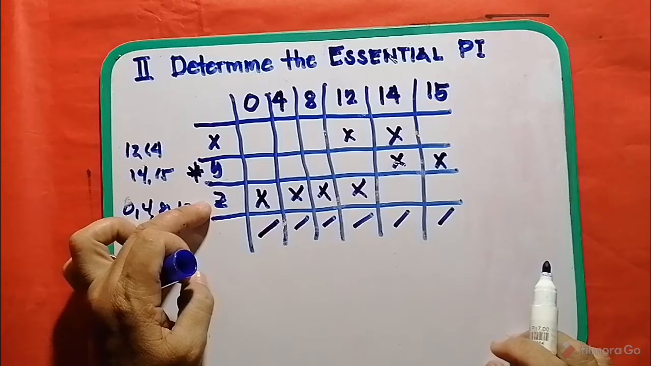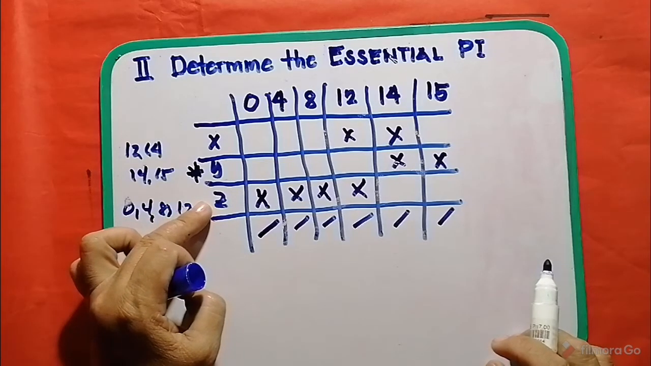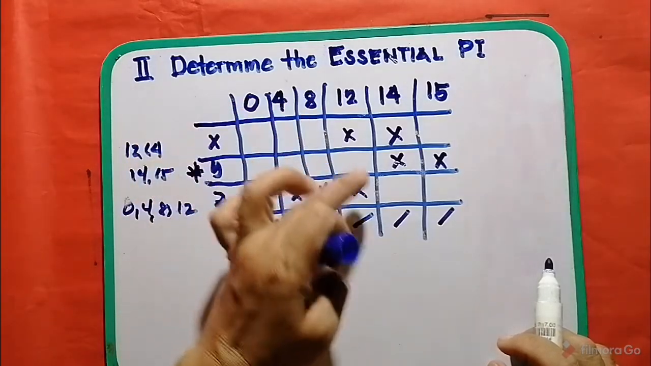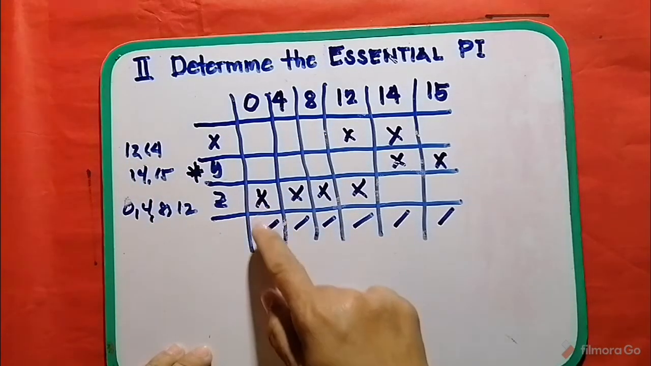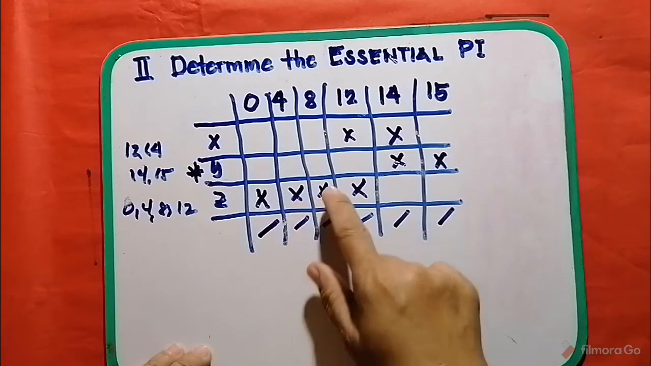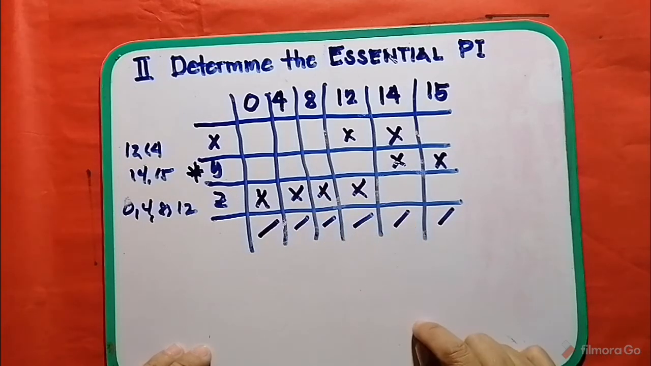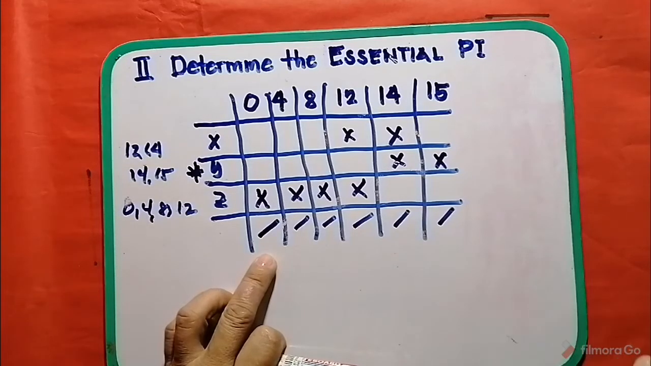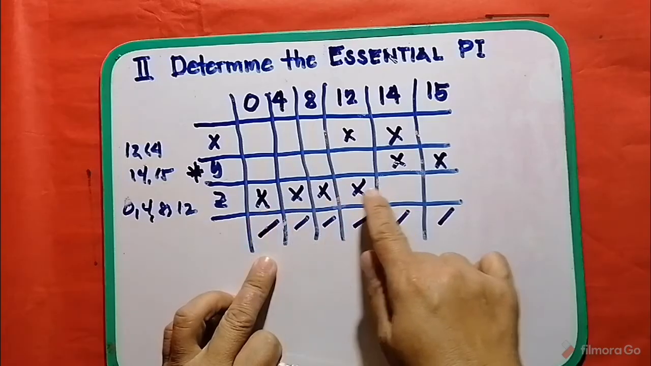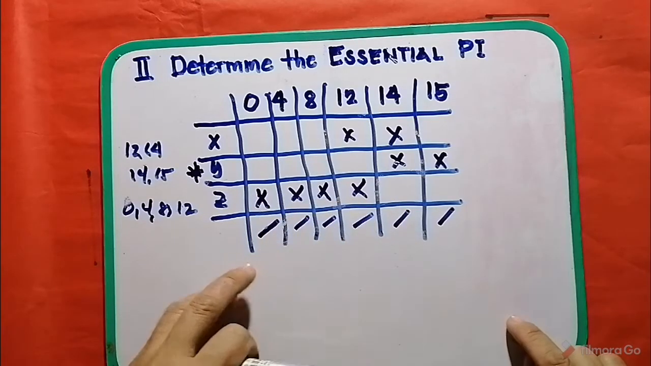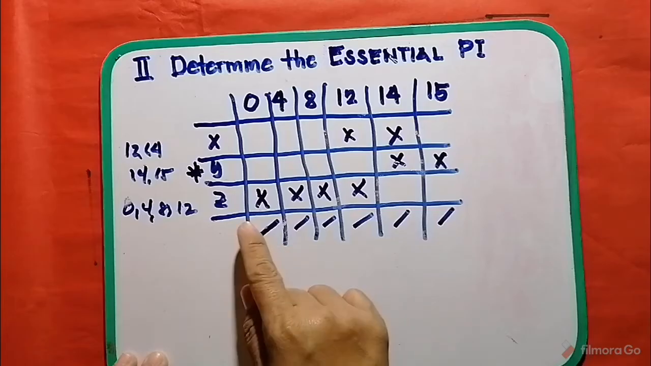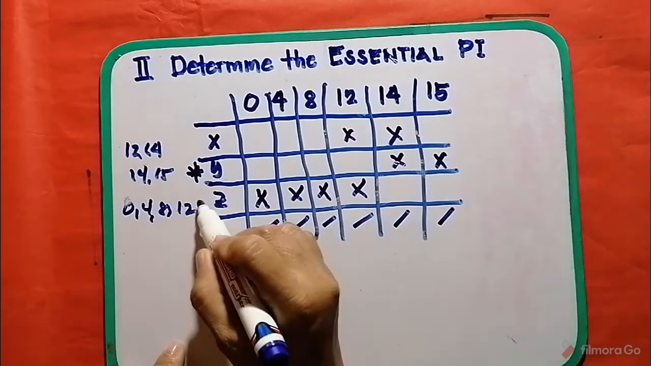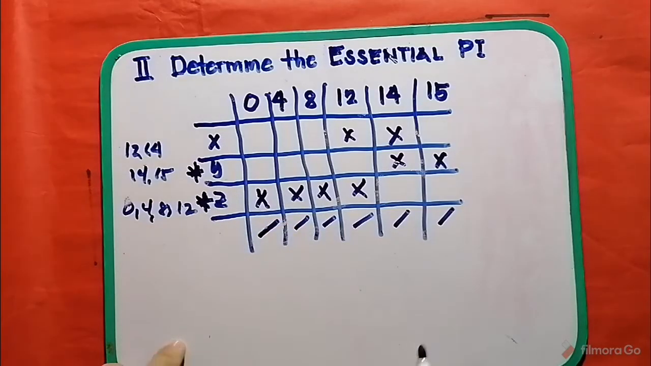Then we proceed with prime implicant Z. Z covers 0, 4, 8, and 12. X has a tick mark. This one, same thing. Also with this one. So it actually met the first requirement. Second requirement is one of these four x's should be the only x along the column. So you will notice this is the only x for 0, for 4, and 8. So definitely, this is an essential prime implicant.